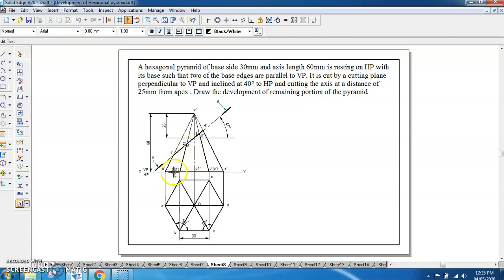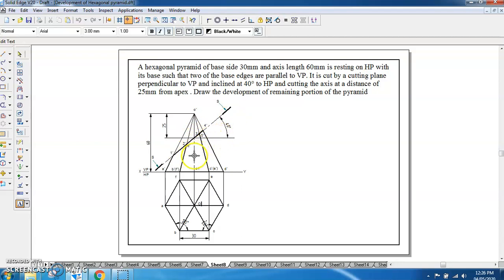Then F to A, F to A is here, there is no cutting. So all the 6 slant edges have been cut by the cutting plane, and AO is cut at point 1, BO at 2, CO at 3, DO at 4, EO at 5, and FO at 6. So like this we have marked all the cutting points, and at the end you can connect this 1 dash to 4 dash, so that this will be seen as a visible line when you see the front view of this truncated portion of the pyramid.